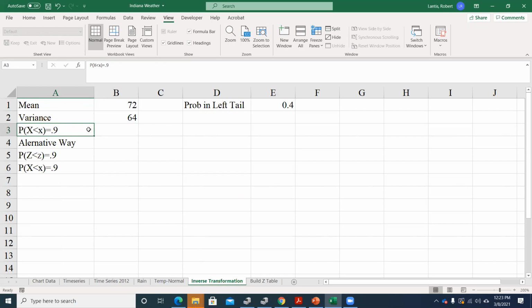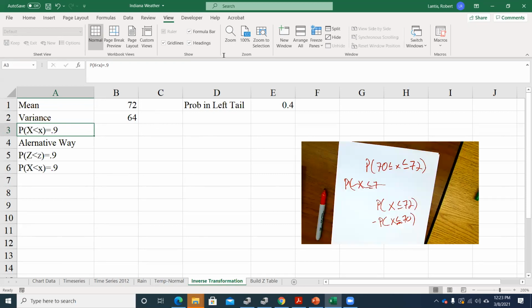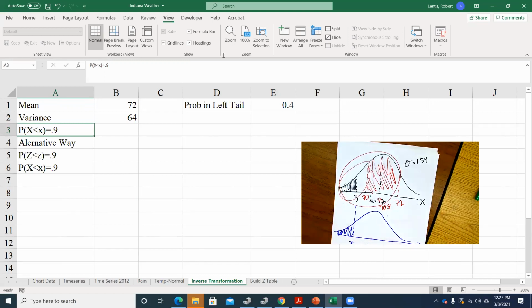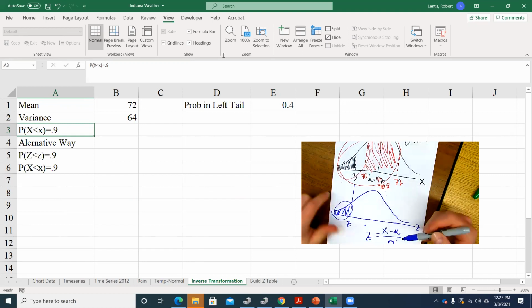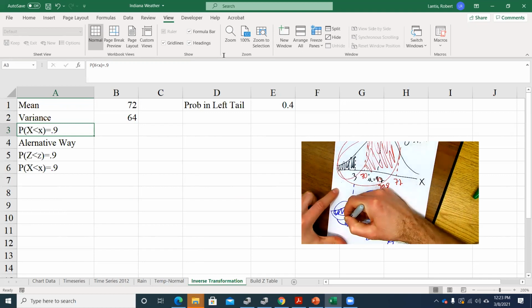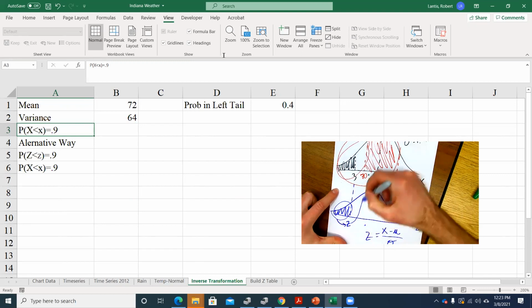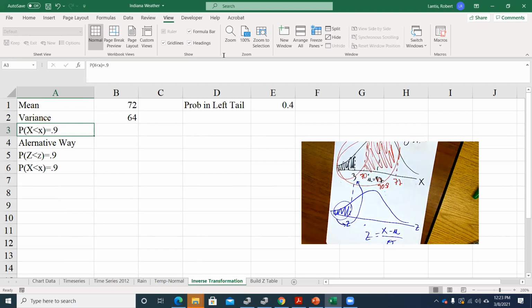I can do this a couple different ways. So probably the easier way, right? Let's think through what we're doing now. Basically, now what we're doing is we know the area to the left we want. So we're going to work in reverse, find the z-score that gives us that, and then convert that z-score back to a value for our original x variable.